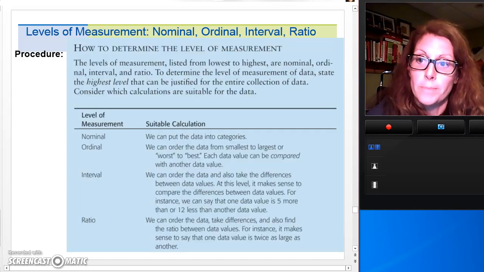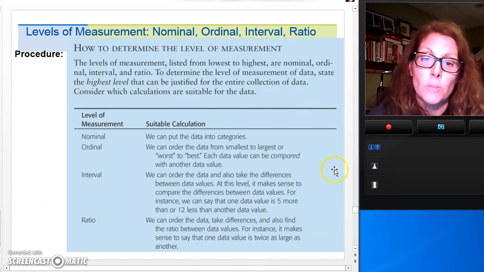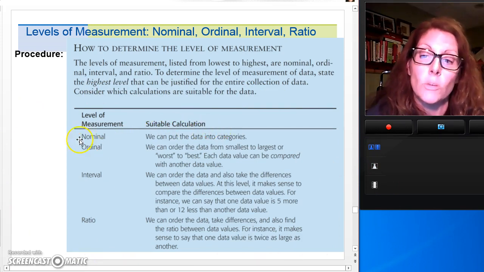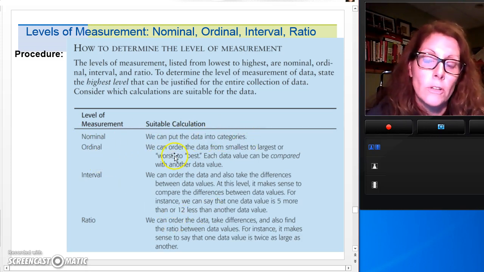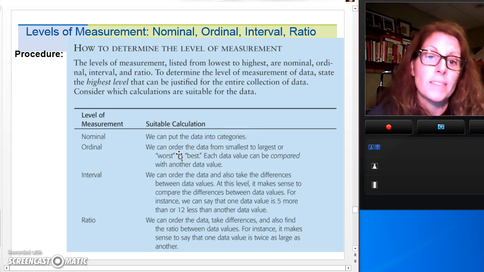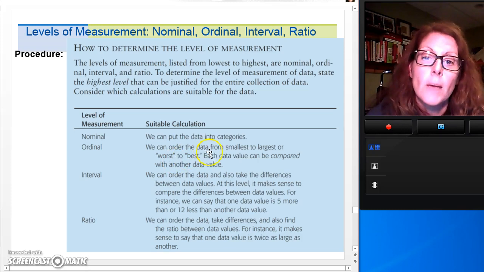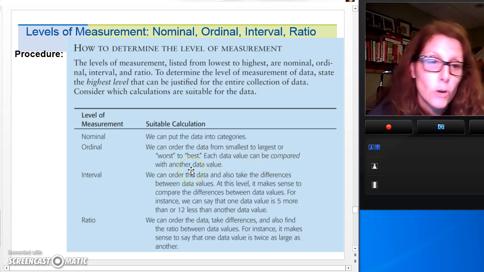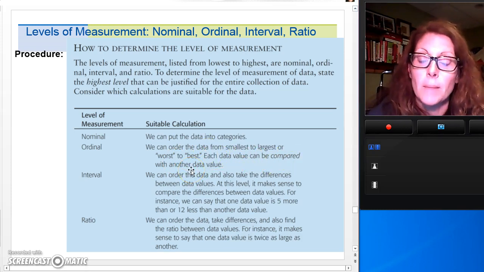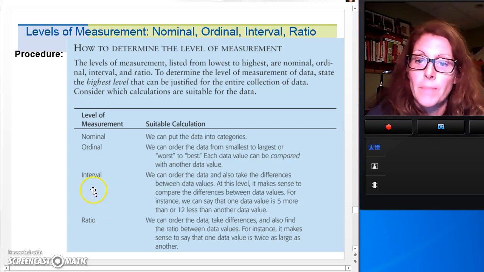Moving forward, I'd also like you to capture this part here at the bottom about the levels of measurement and some of the detail about suitable calculations. So it just gives a little more specific. So nominal, again, we can put data into categories. Ordinal, we can order data maybe from smallest to largest or worst to best or the other way around. But each data value can be compared with another data value in some sort of significant way.